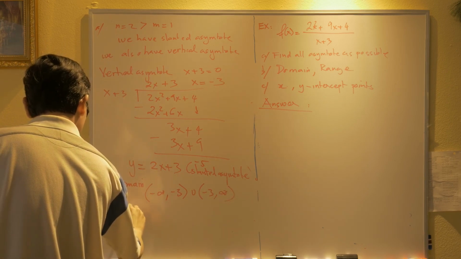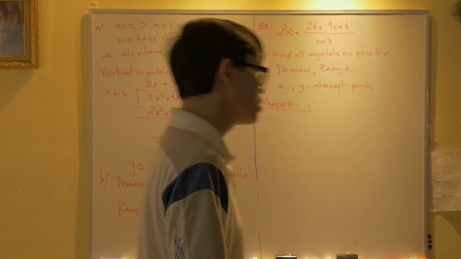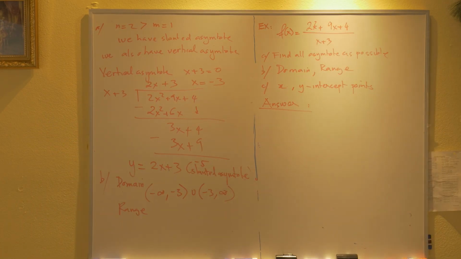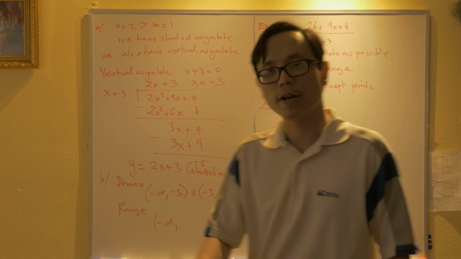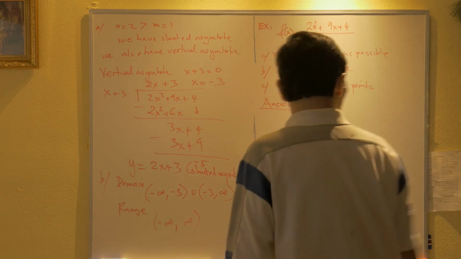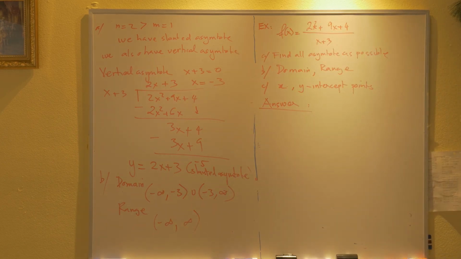How about the range? Because we don't have a horizontal asymptote, the range could be from negative infinity to positive infinity. We don't have any value where the range is undefined. So the range is from negative infinity to positive infinity.